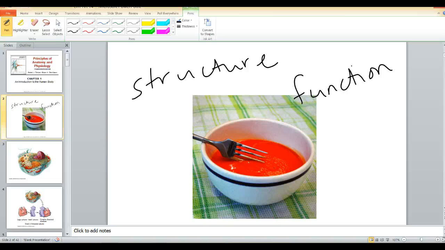Now, as we can see here, soup is not necessarily meant to be eaten by forks. So would we say that these structures and functions are very closely related? Probably not. So the structure of a tissue, a cell in the body, is really going to help us understand how that component functions. So before we move into A&P, we're going to talk a little bit about general biology that you should have had from your previous courses.